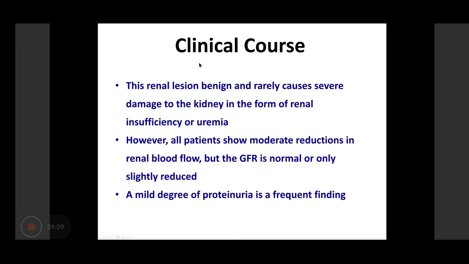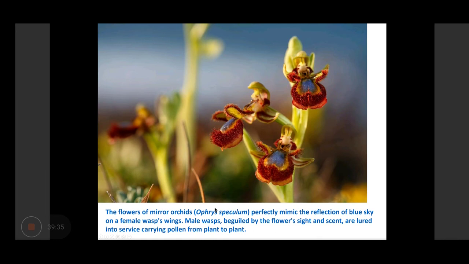So this renal lesion is usually benign and does not cause severe damage to the kidney in the form of renal insufficiency or uremia. However, all patients will show you a moderate reduction in the renal blood flow. The glomerular filtration rate will remain either normal or only mildly reduced, and the only prominent change that these patients have is a mild degree of proteinuria. So as long as you control the intravascular pressure by giving ACE inhibitors, this disease does not progress and the patients will do better.